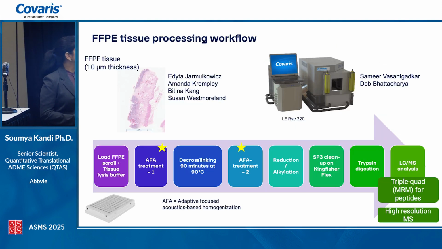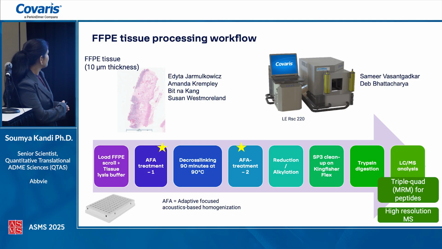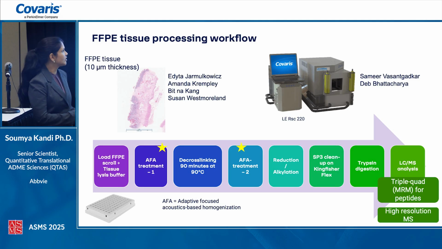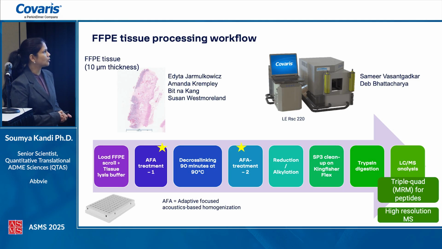So Soumya helped set up this workflow for us, where FFPE tissue is collected in this 96-well plate. These are taken through AFA treatments with the tissue lysis buffer, and some antigen retrieval process over here. Then we have another round of AFA treatment followed by SP3 cleanup after reduction, alkylation, trypsin digestion, and then LC-MS analysis. We're using an LERSE220 for this.